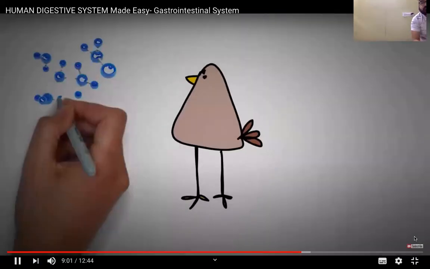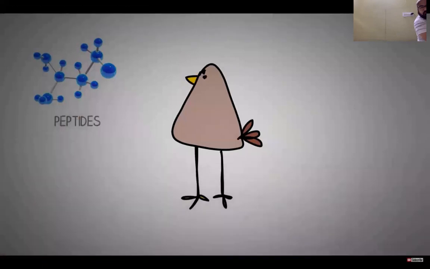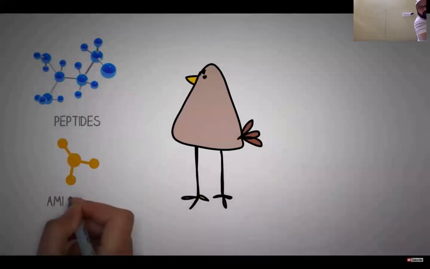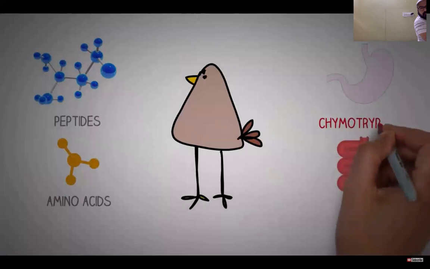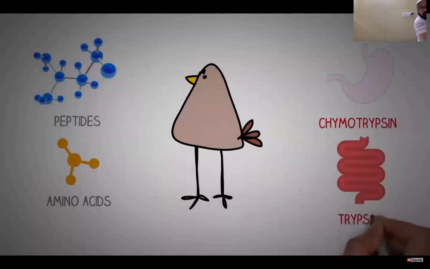Now, if we talk about proteins, these proteins are converted into peptides and simple amino acids by the action of many enzymes from the stomach and small intestine. The main enzymes which act on proteins are the chymotrypsin and trypsin, which are pancreatic enzymes.